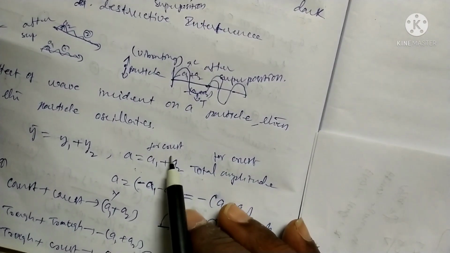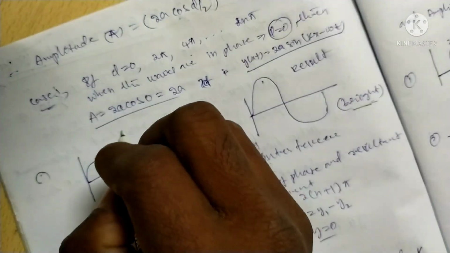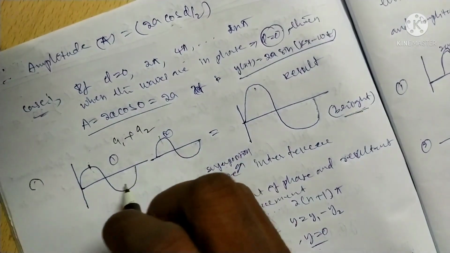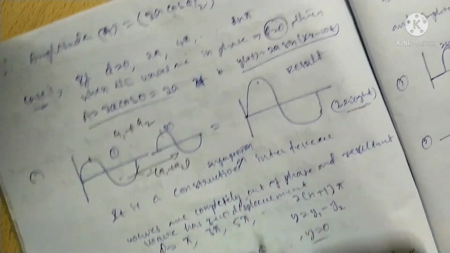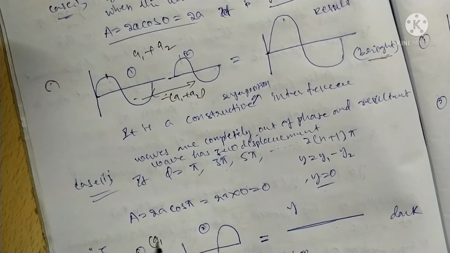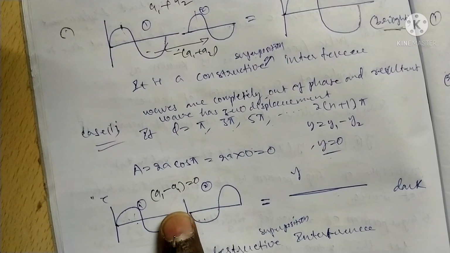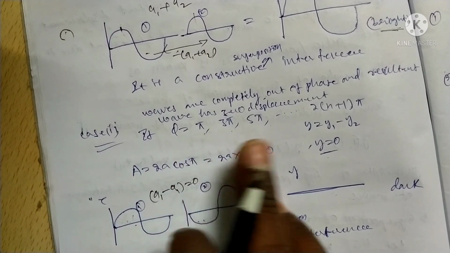Two waves are forming, the resultant amplitude is a1 plus a2. Suppose for the crest, the crest is a1, so a1 plus a2. For the trough it is minus a1 plus a2. Here a1 minus a1, that is 0. The resultant amplitude or displacement is 0 in the case of out of phase.